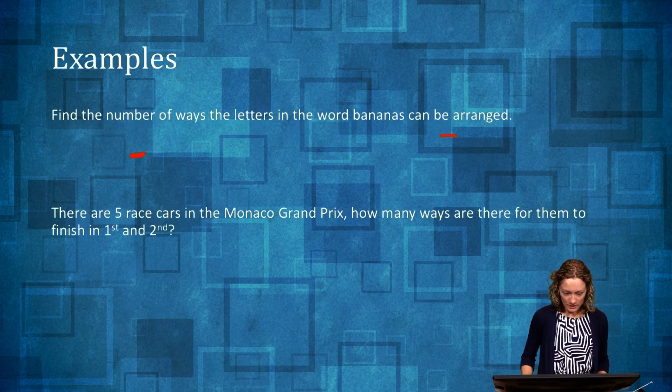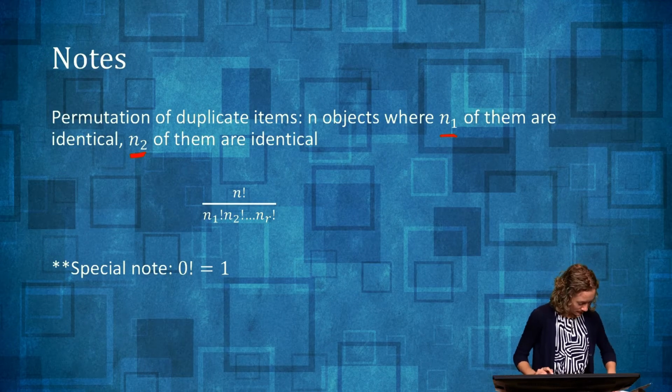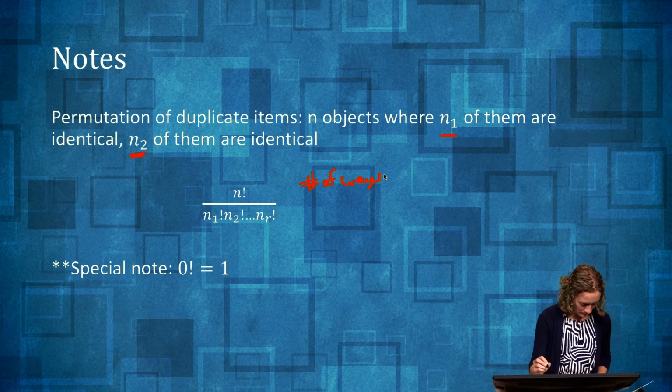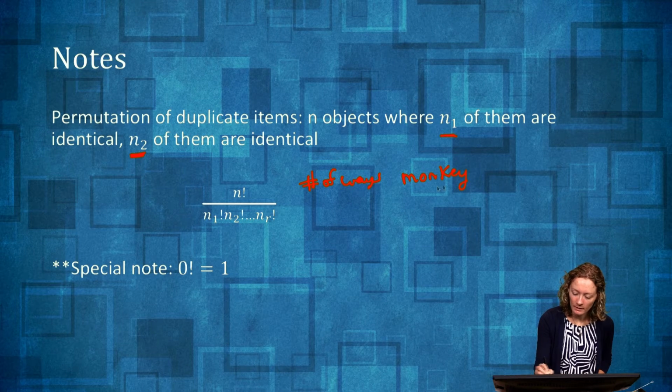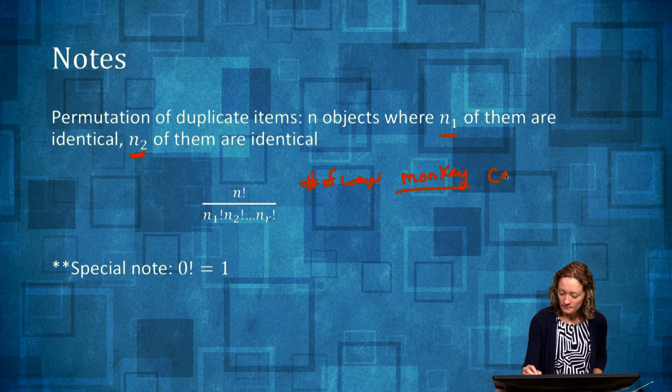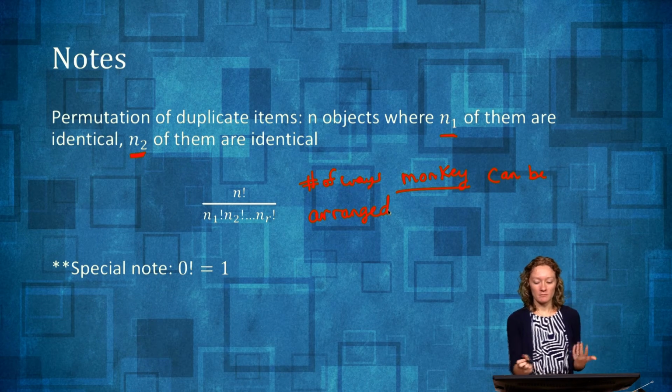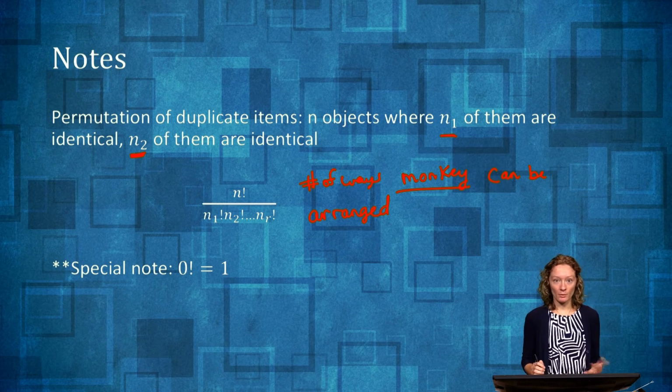So an example we can use, yeah, we can do it here. Let's say we want to know the number of ways that the word monkey can be arranged. Words have the potential for items to be identical. When we're talking about women on the Olympic team, they're definitely all different people, all 6 different people. But when we're talking about letters, there could be repetition.